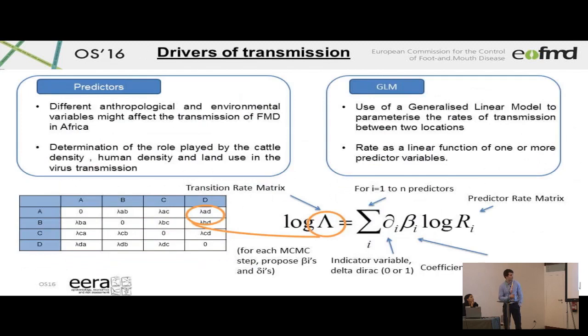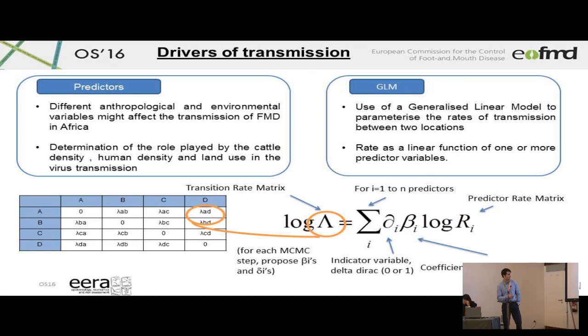The second thing we tried to test is to understand the effect of environmental and anthropological factors on the transmission of the virus. Therefore, we used what we call a generalized linear model. Each one of the transmission rates between the locations is expressed as a linear function of all the different variables. For example, the rate from A to D is a function of predictors, for example, human density, cattle density, or different landscape densities, such as crops or forests.